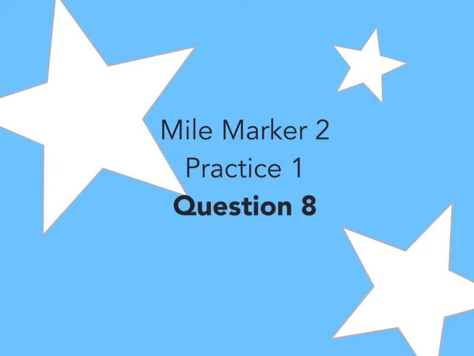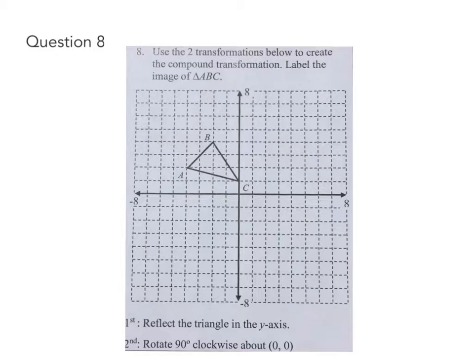This video is for mile marker 2, practice 1, question 8. In question 8, we are instructed to use the two transformations below to create the compound transformation. Label the image of triangle ABC.